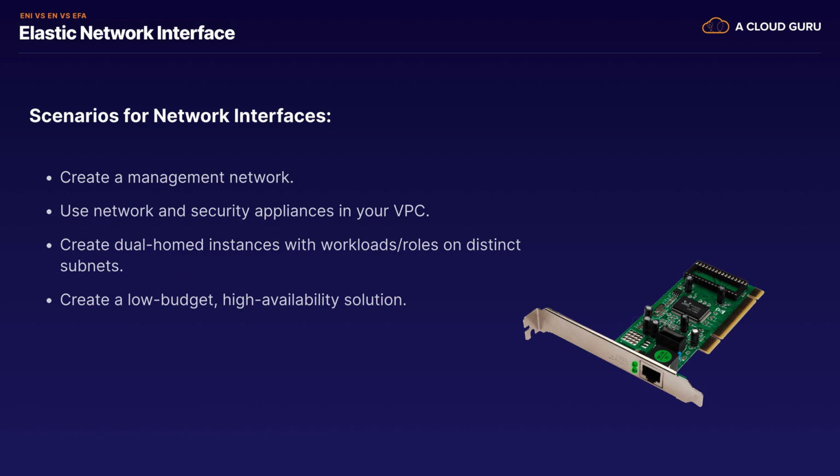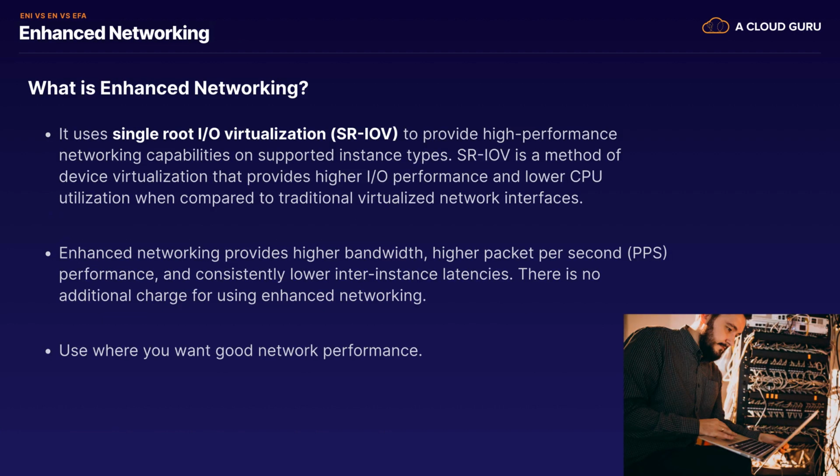So where would you use an ENI? What kind of scenarios? Well, you might have multiple ENIs if you want to create a management network and keep it separate from your production network. You can also have an additional ENI if you're using network and security appliances in your VPC. By having multiple ENIs, you can create dual-homed instances with workloads or roles on distinct subnets. You might have your production subnet and your database subnet, and you might want to segregate that by using multiple ENIs. It also allows you to create low-budget, high-availability solutions. So that's where you're going to use an ENI.